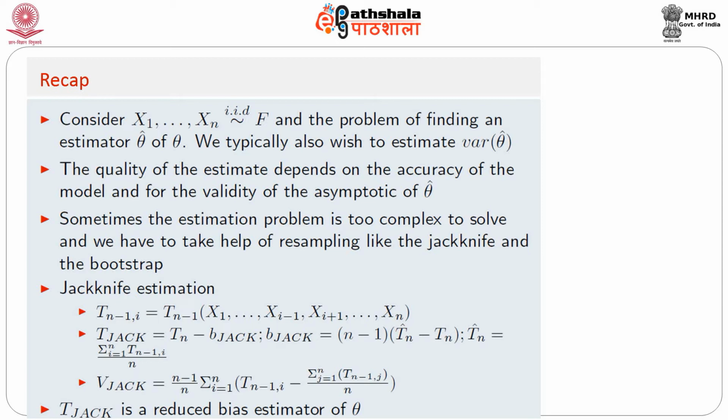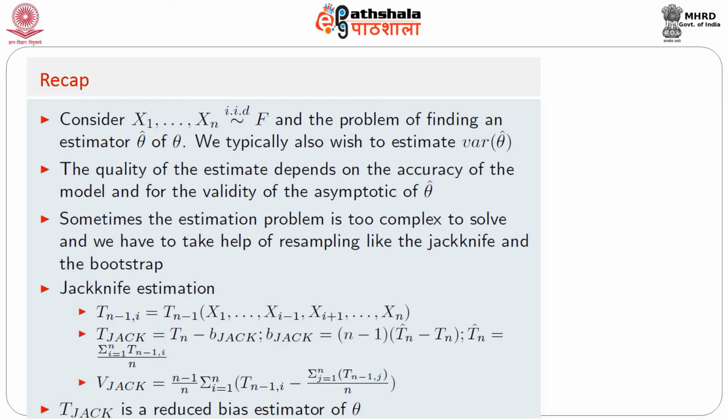In the previous session, we did the jackknife. Just to recap what the jackknife is: a jackknife estimator T_{n-1,i} is an estimator based on x1 to x_{i-1}, x_{i+1} to xn, that is, on x1, x2, ..., xn excluding xi. Then I can find T_jack, which is Tn, the estimator based on n, minus B_jack, where B_jack is the jackknife bias estimate, which is nothing but (n minus 1) times (Tn bar minus Tn), where Tn bar is 1 by n summation i runs from 1 to n of T_{n-1,i}.